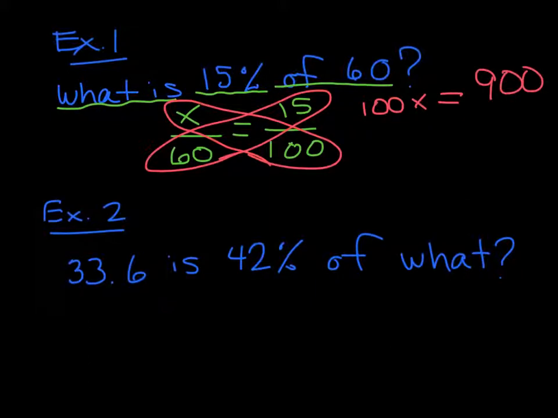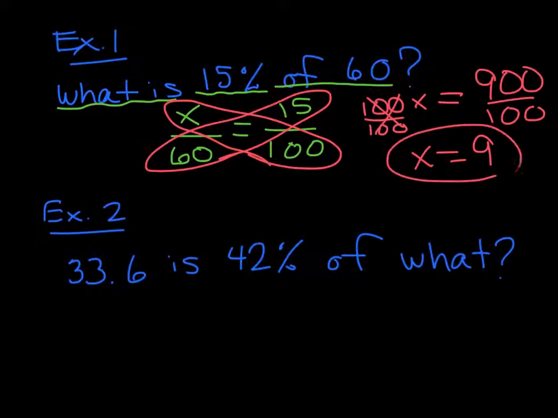And now check it out. 100 times something is 900. I'm going to divide by 100 because that will cancel that one out. But then on the other side, I'm going to get that X is equal to 9. So that would be my final answer. 9 is 15% of 60. All right, example 2.